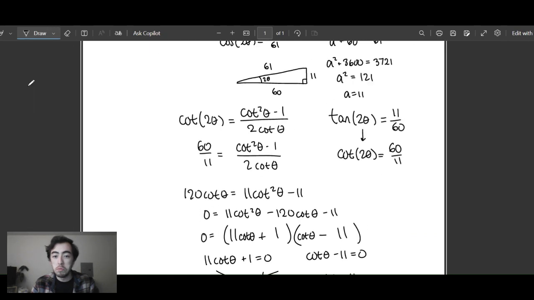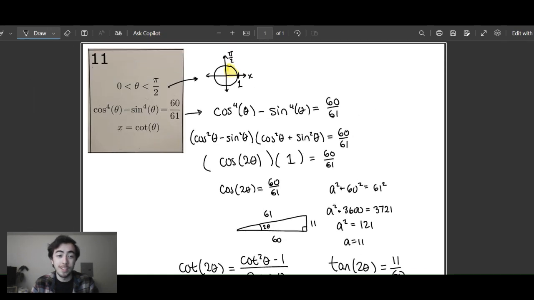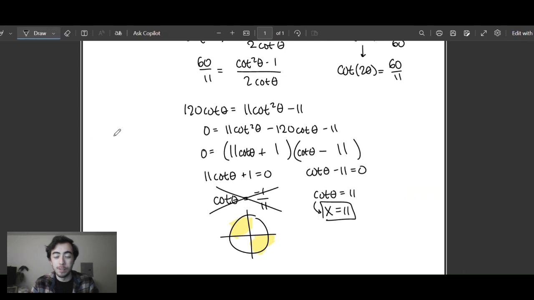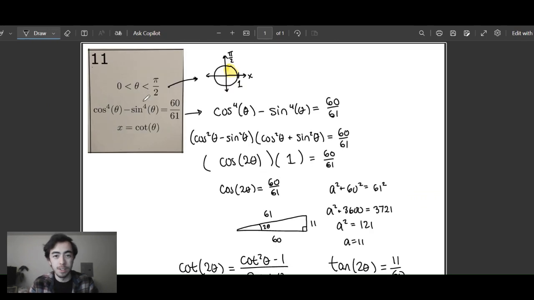I actually don't even know what theta is, but I think that's okay. I was able to solve for cotangent of theta, and I know for certain that that's 11.